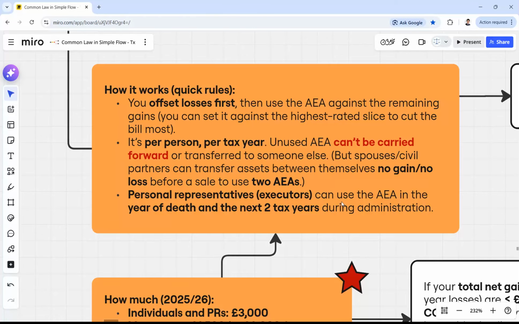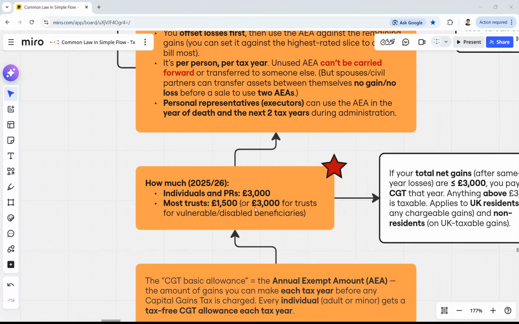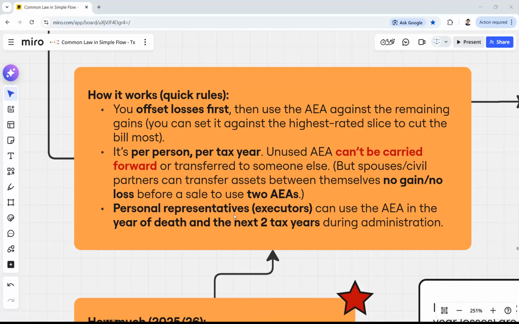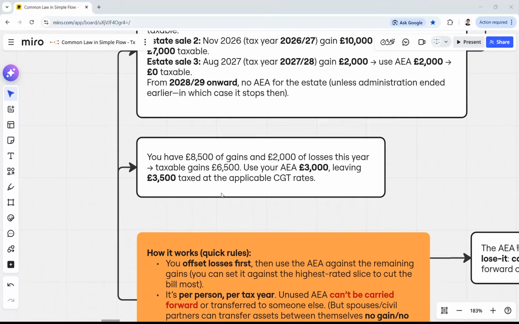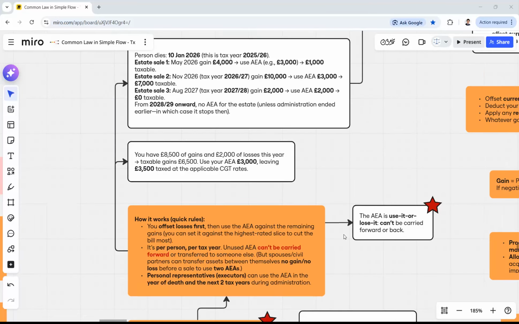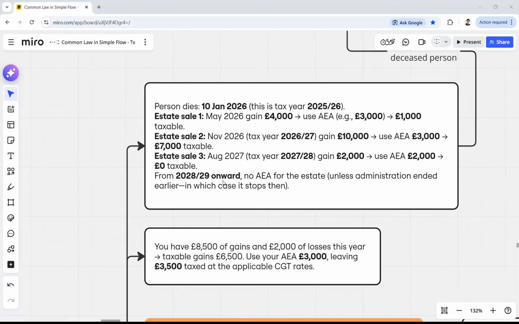Personal representatives, executors, can use the £3,000 AEA in the year of death and the next 2 years during administration. So even personal representatives get £3,000, not forever, but in the death year and the next 2 years during their administration. Here again, the AEA is use it or lose it, it can't be carried forward or back. Example: you have £8,500 of gains and £2,000 of losses this year. Taxable gains are £6,500. Use your AEA of £3,000, leaving £3,500 taxed at applicable CGT rates.